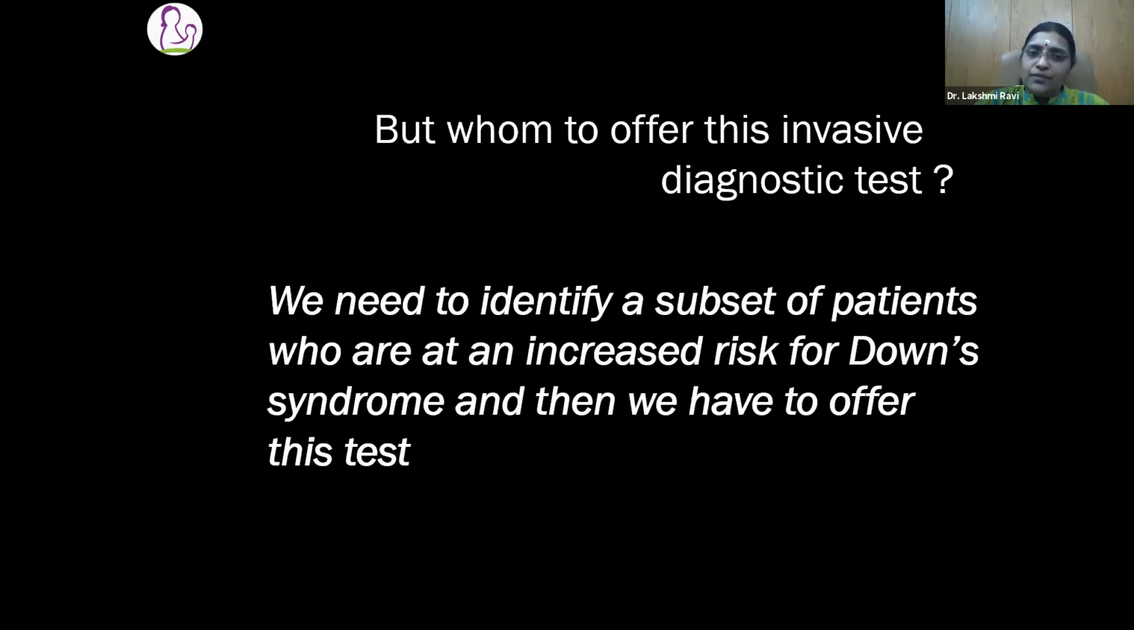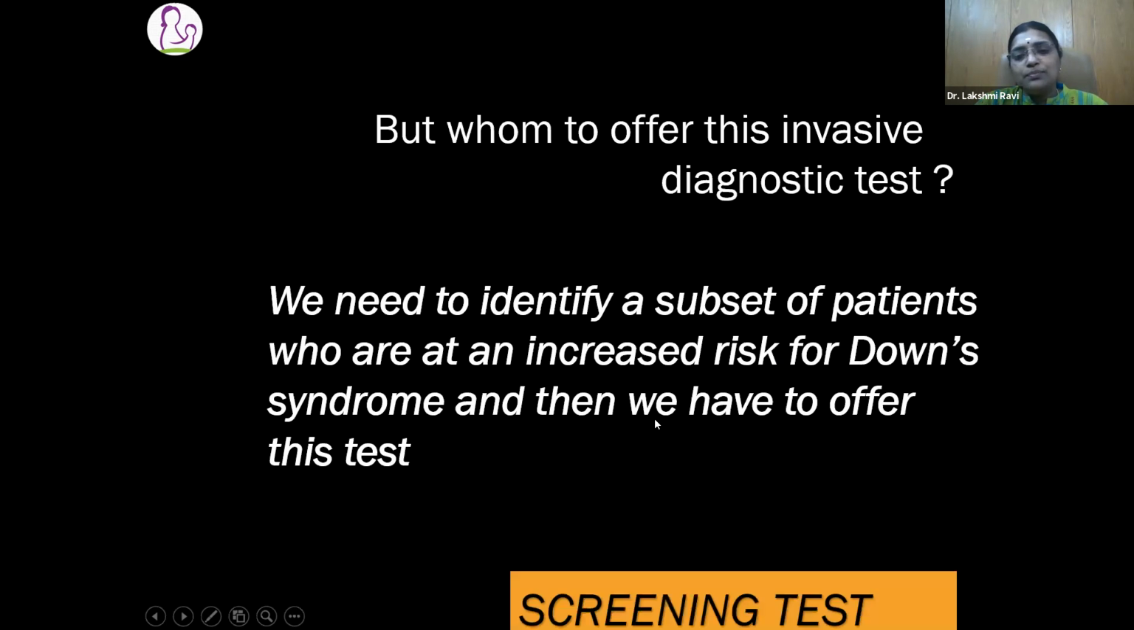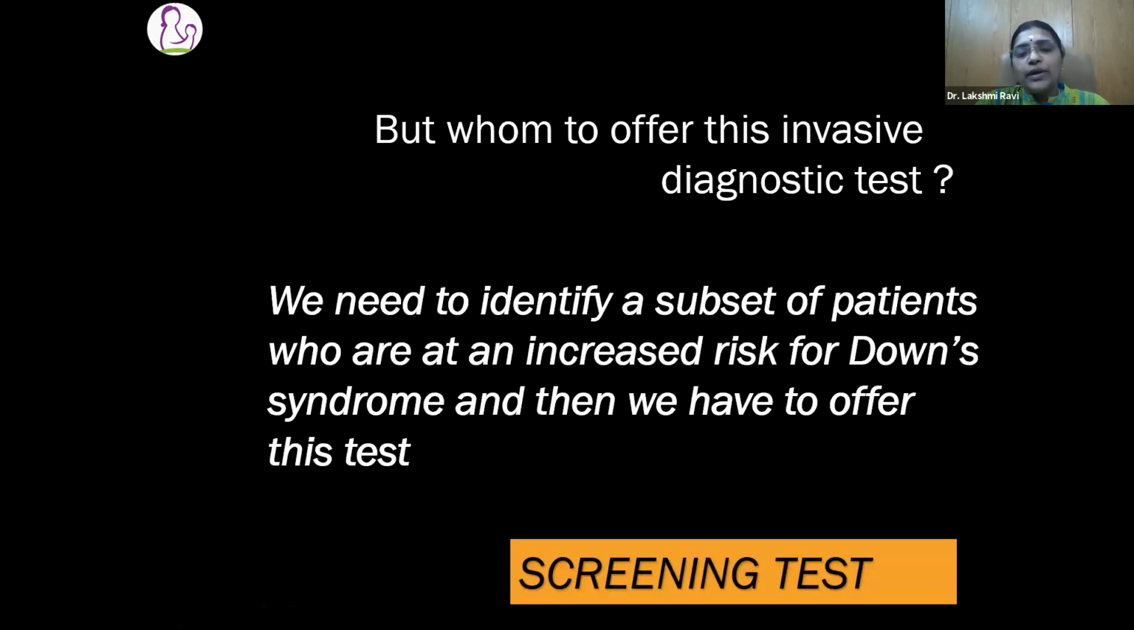Ideally, we need to identify a subset of patients who are at an increased risk for Down syndrome, and then offer this test. So what we need now is a simple screening test, which we can offer universally to all. Then from that cohort, you identify who are the high risk and who are the low risk, and then you offer this invasive diagnostic test only to those who are high risk.